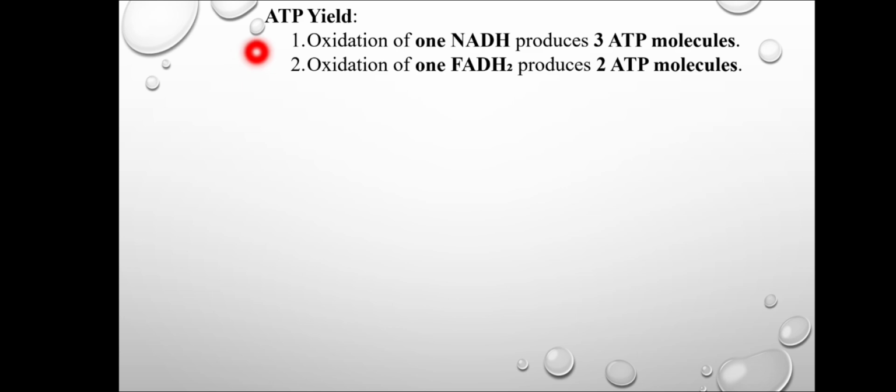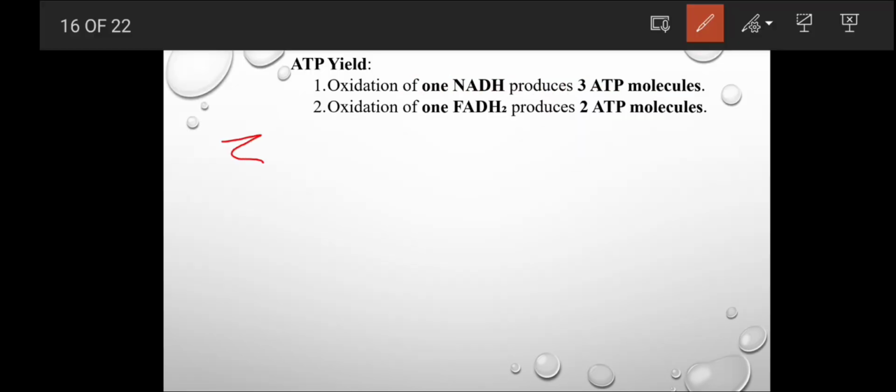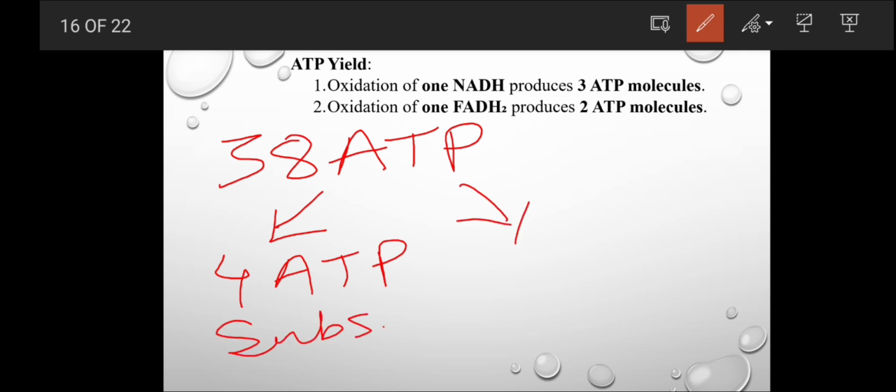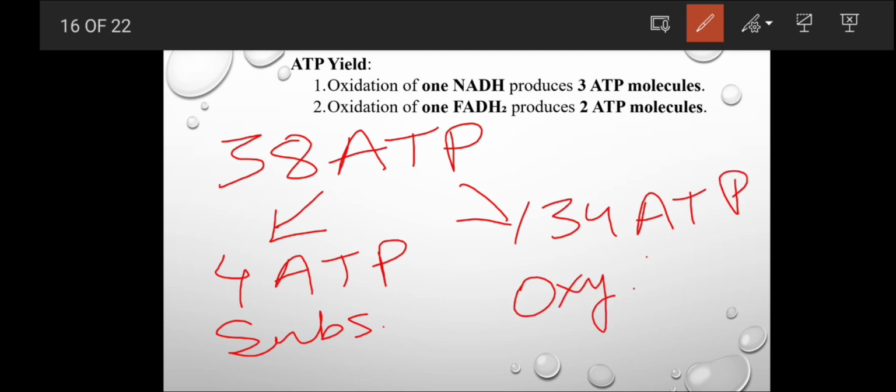In ETS we observe that the NADH and FADH, which are providing electrons, are getting converted into ATP. Here 1 NADH will produce 3 ATP, and 1 FADH is producing 2 ATP. If I summarize, there are a total of 38 ATP. Out of these 38 ATP, 4 ATP are substrate level, and 34 ATP are from oxidative phosphorylation.